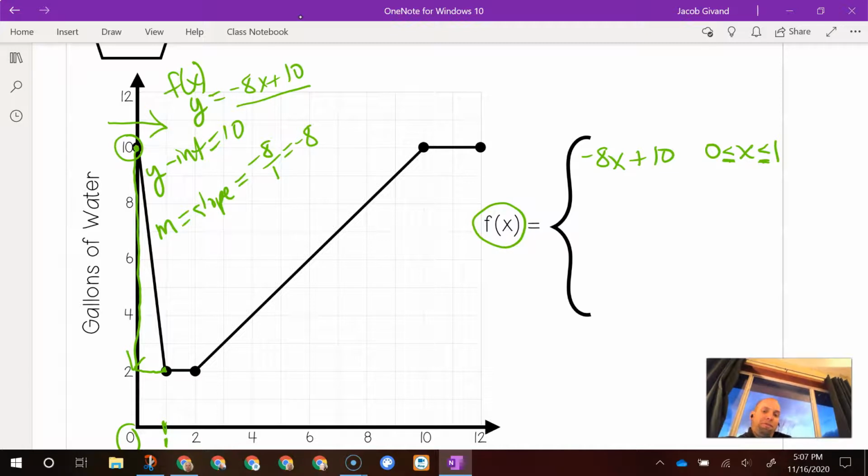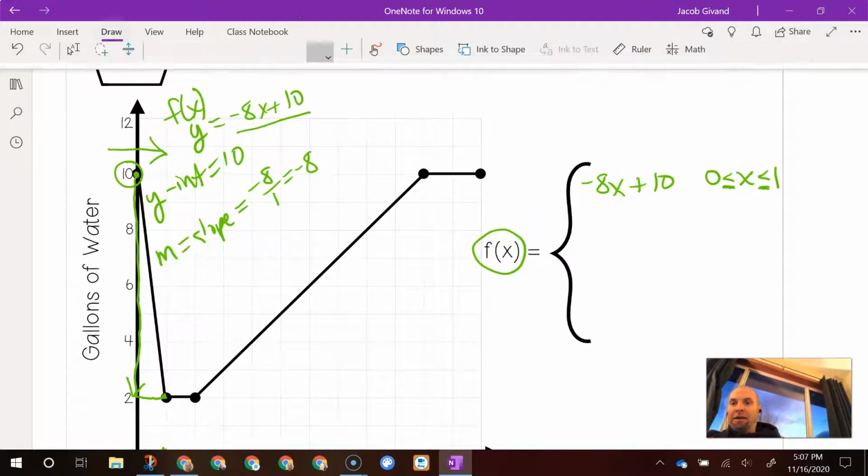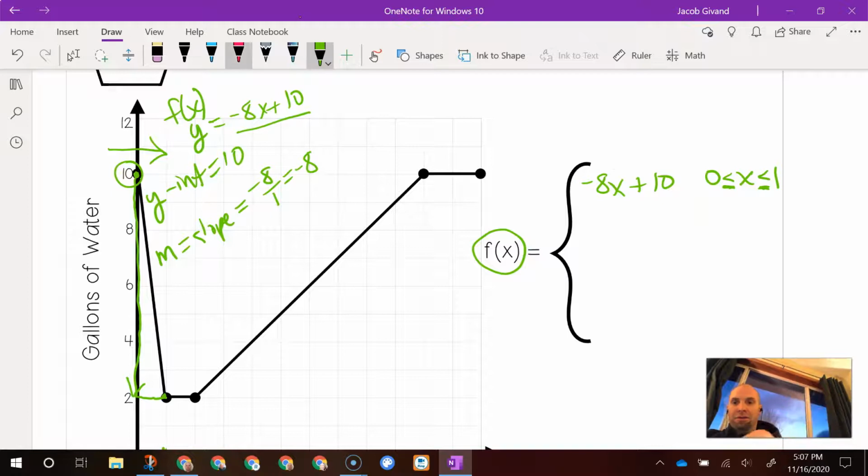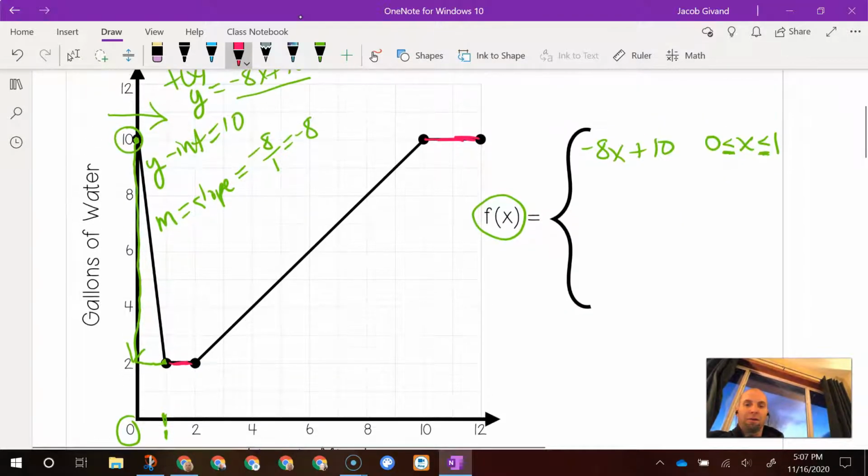Now, thankfully, not all these functions are even this much work. I see 2 parts of this function that are just horizontal lines. Let me switch colors here. That's this one. And this is another one that's a horizontal line. So this next one, pretty simple.